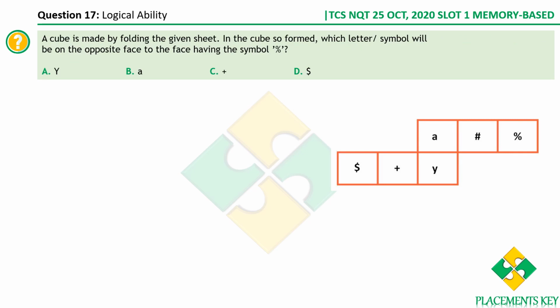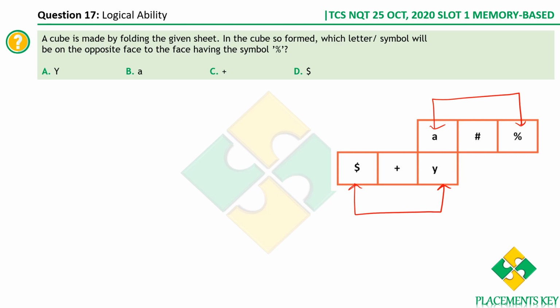A cube is made by folding the given sheet. If the cube is so formed, which letter or symbol will be on the opposite face to the face having the symbol percentage? Such questions can be solved very easily. I've already told this logic earlier in my previous lectures. Whenever a cube is unfolded, the symbols that are in alternate positions will always be opposite to each other. What I mean by that is these two are always opposite to each other. Similarly, these two are in alternate positions, so these two will also be opposite to each other.